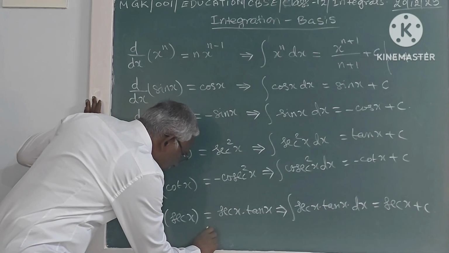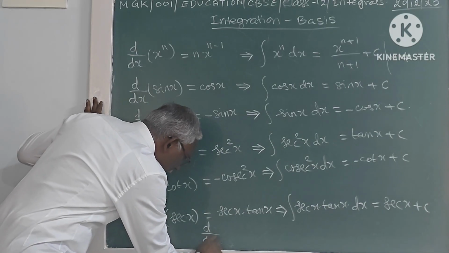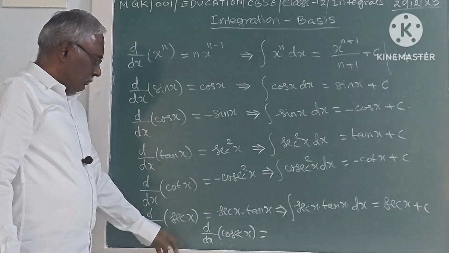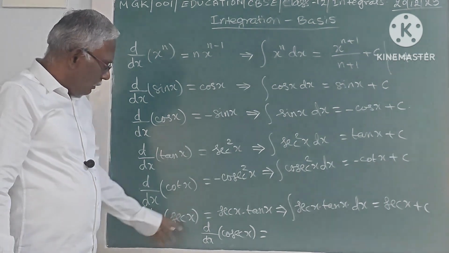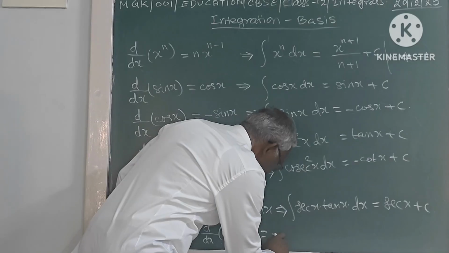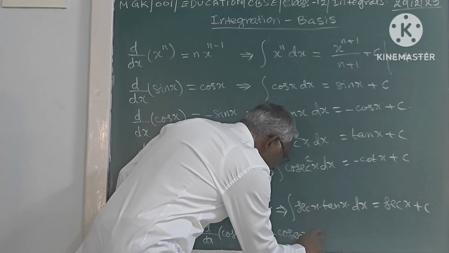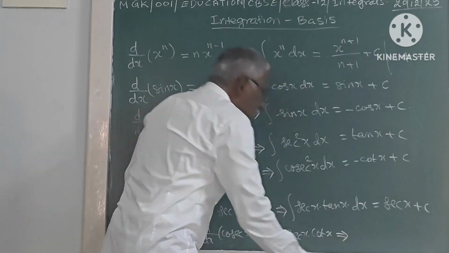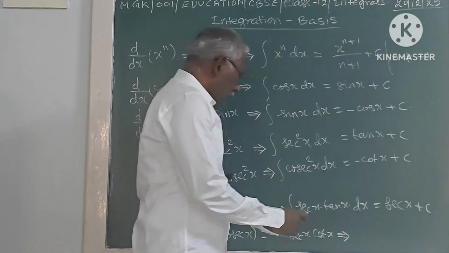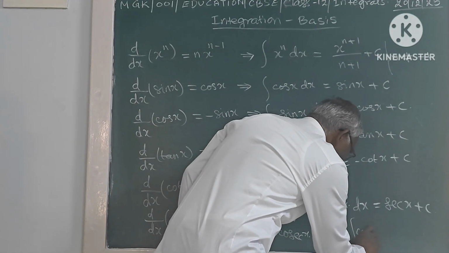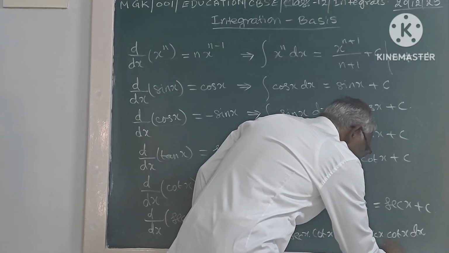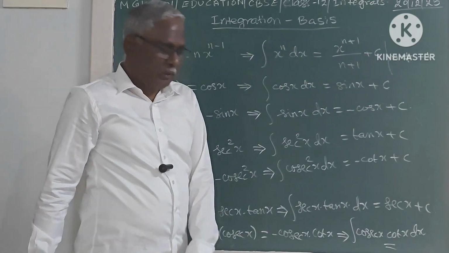Now, what is the differentiation of cosecant x? It is minus cosecant x into cot x. So that means if we integrate cosecant x cot x with respect to x, that is integral cosecant x cot x dx, this is nothing but minus cosecant x.